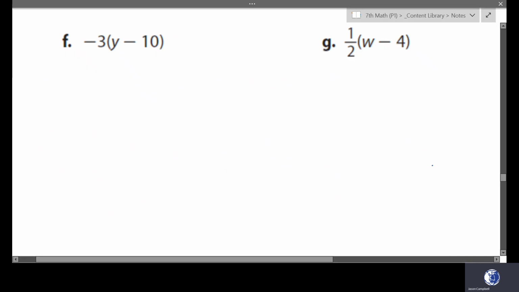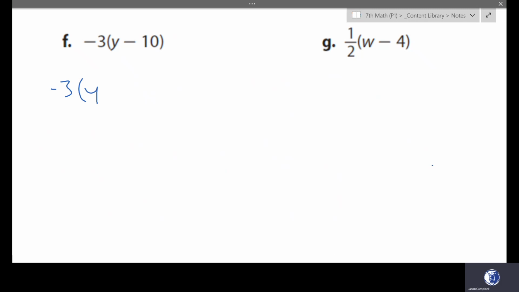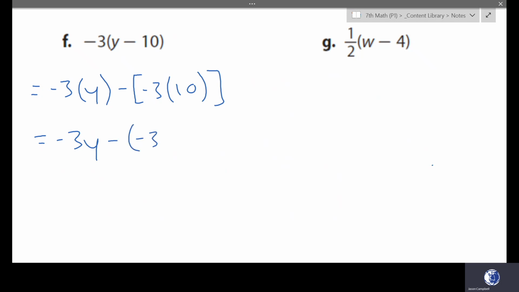Got it F. We're going to do -3 multiplied by y, and then we're going to subtract -3 multiplied by 10. We're going to get -3y subtract -30, or -3y add 30.